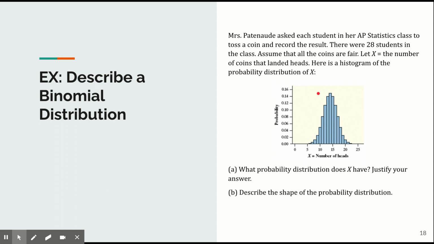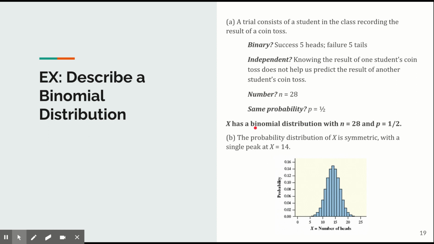All right, we might want to describe a binomial distribution. Mrs. Patanud asked each student in her AP statistics class to toss a coin and record the result. There were 28 students in the class. Assume that all the coins are fair. Let x equal the number of coins that landed heads. Here's a histogram of the probability distribution of x. What probability distribution does x have? Justify your answer. And describe the shape of the probability distribution.